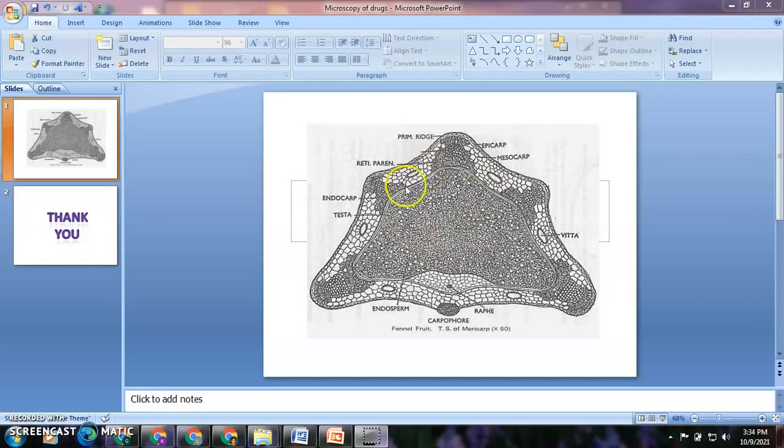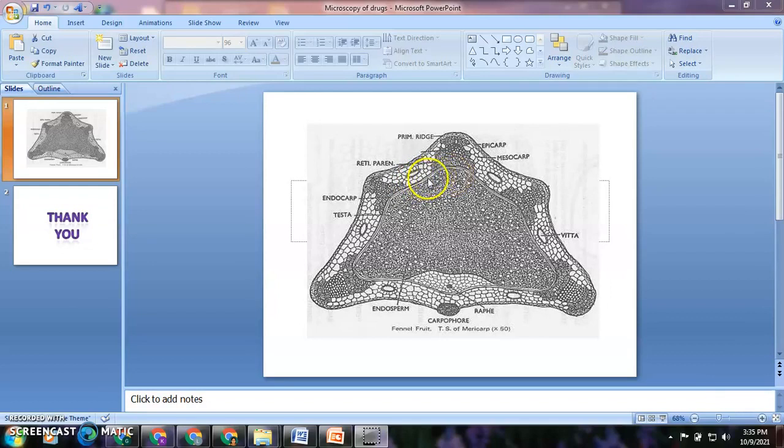While the endocarp region consists of narrow elongated cells, that particular arrangement is known as the Purkinje arrangement, where the cells are parallel to each other but arranged in different directions. That is the Purkinje arrangement.